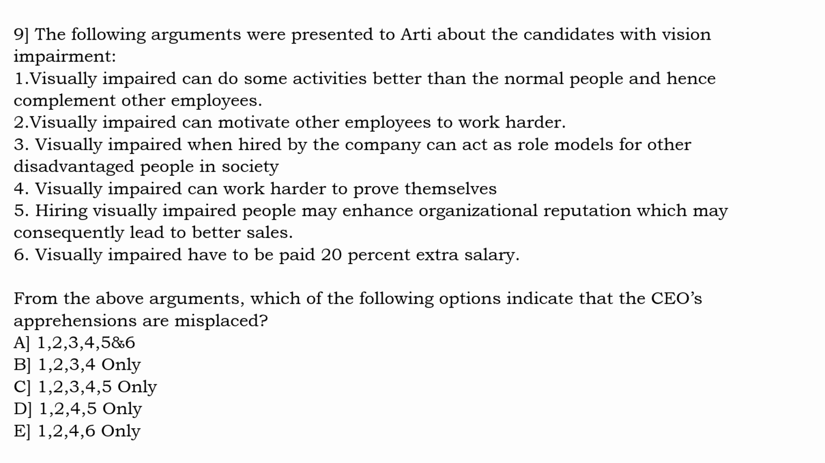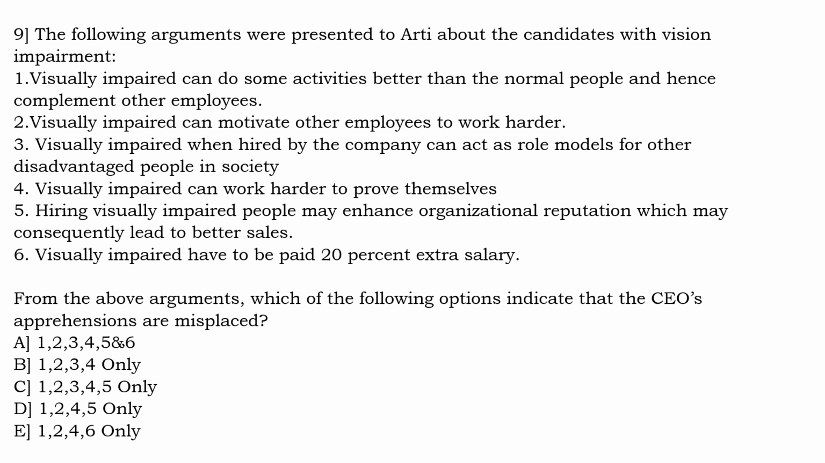That also is possible. Third one, when hired by the company, they can act as role models for other disadvantaged people. Means when other disadvantaged people observe that these visually impaired people are hired by the company and are able to function well in the company, that will give them motivation. That also is a positive aspect of hiring visually impaired people. Fourth, visually impaired people can work harder to prove themselves.